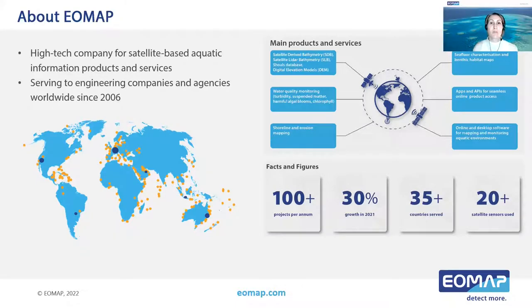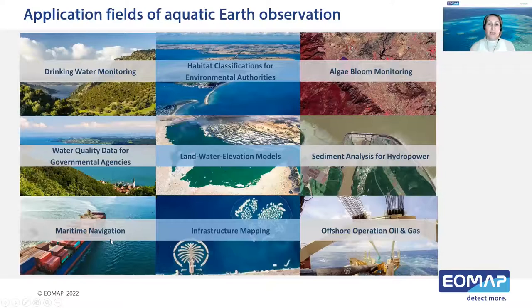Some facts and figures. We are working on more than 100 projects per year, and in the past year we've already seen 30% growth. That means aquatic earth observation seems to be quite useful for several sectors. And we, of course, hope to see that number increasing and to find more enthusiastic earth observation users in the next few weeks, months, and years. We are serving 35 plus countries, and we're using more than 20 satellite sensors. I hope you find yourself in one of those fields.